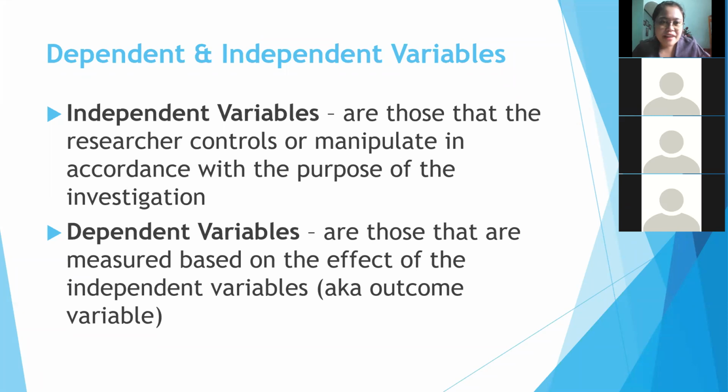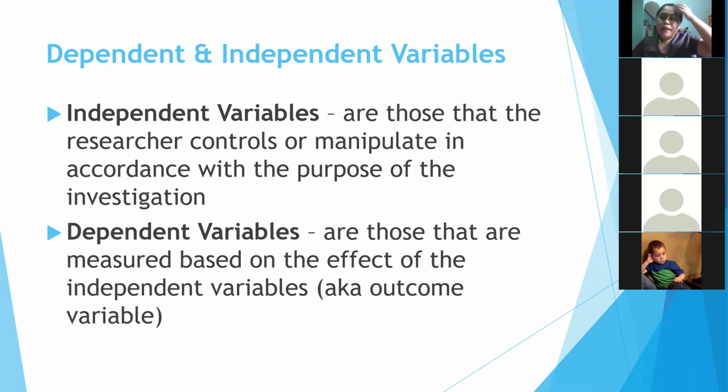So let's define them. I hope you can understand the two. An independent variable, class, is what we manipulate in the study with the purpose of investigation. Again, when you say independent variables, these are the variables that we manipulate or control in the study.